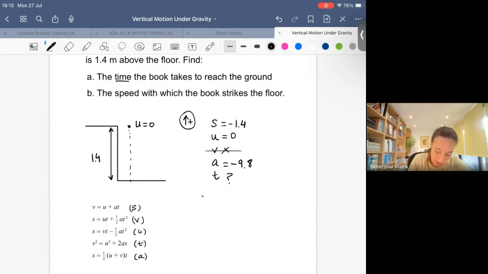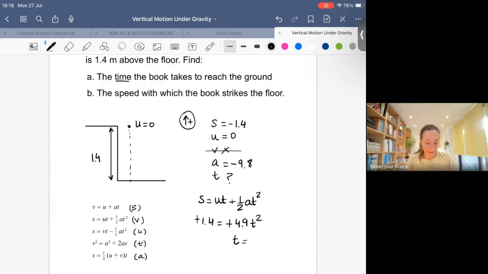So I know that s is ut plus 1/2 at squared. s is minus 1.4. u is 0. And then I have minus 9.8 times 1/2 is 4.9 t squared. We can cancel the signs. And then t is the square root of 1.4 divided by 4.9. We get a positive and a negative answer, and obviously the time is going to be positive. So this is the time that it takes for the book to fall.